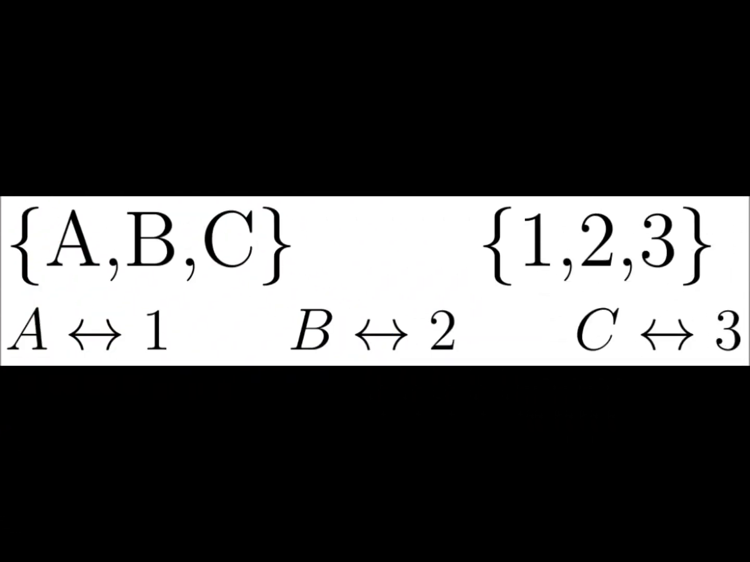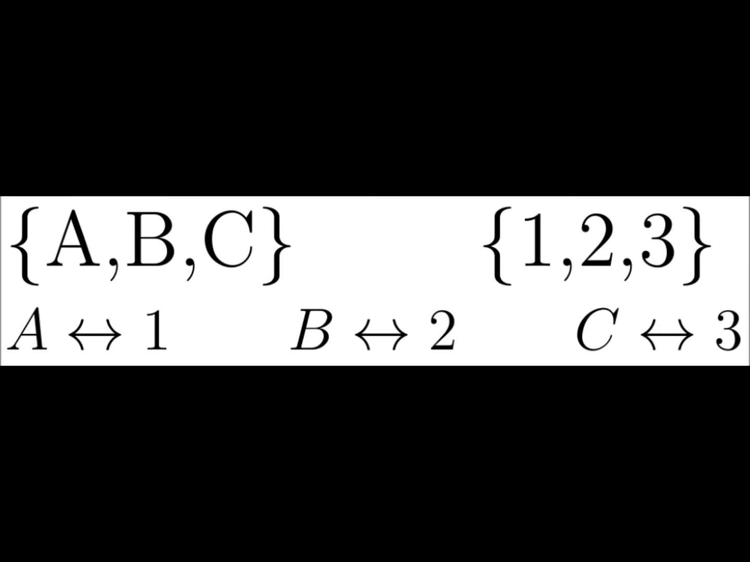Another mathematician, Frege, is going to help us out with this. His concept of numbers is based on equivalent sets. So, now let's take 2 sets, A, B, C, and 1, 2, 3. And we're going to create a correspondence between them like this. So A goes with 1, B goes with 2, and C goes with 3. Obviously, this isn't the only way that we can match these elements up, but that doesn't really matter.